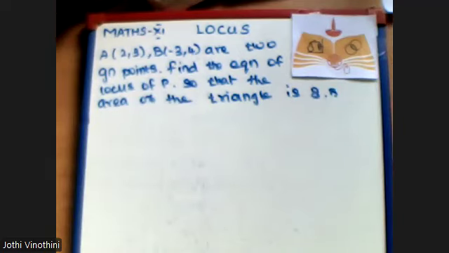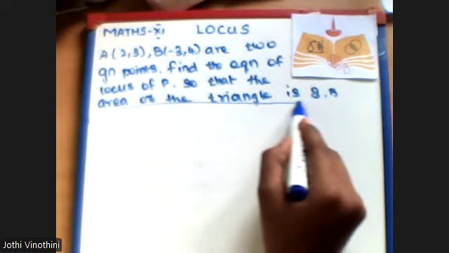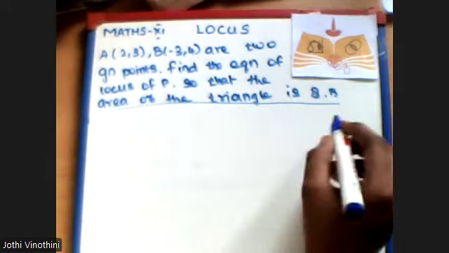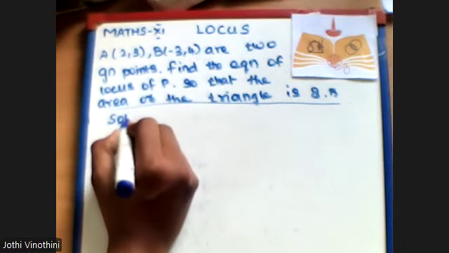So what did they give in the previous sum? In the previous sum, they said it is a right angle triangle and they gave us 2 points. And they asked us to find the locus of point P, which is the other point of the triangle. So now also they gave a triangle and 2 points of that. But the difference is, what do they give? They give the area of the triangle. Right? Okay.